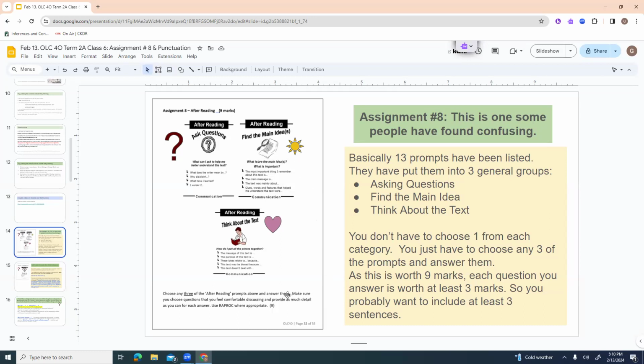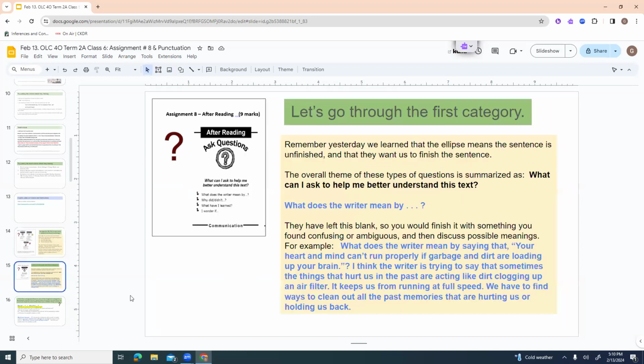The whole thing is worth 9 marks. So each prompt that you answer is worth 3 marks. So for each answer, you're going to want to make sure that you have at least 3 sentences explaining your ideas. Sometimes people just hand me in like one sentence on each prompt, and then basically I give you 3 marks out of 9, which is not a pass. So make sure you write long is how I would put it.